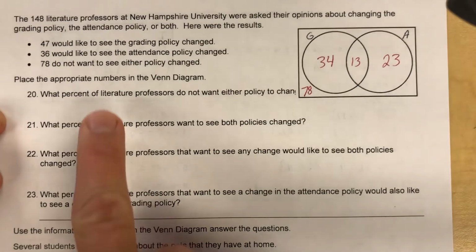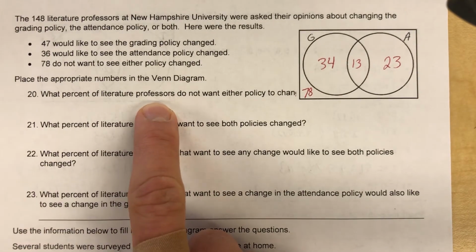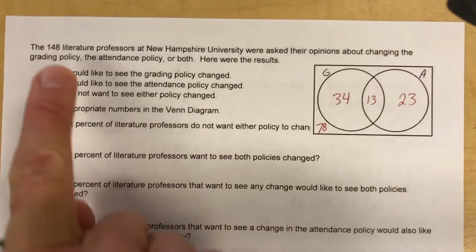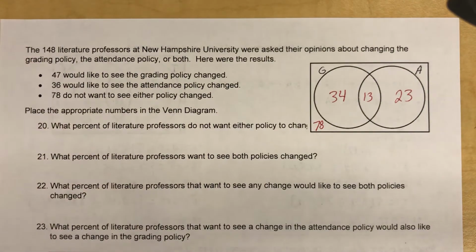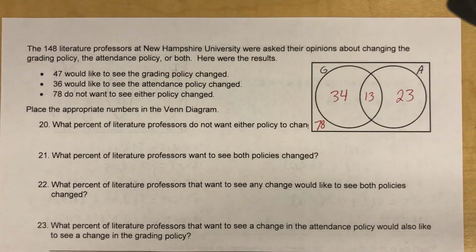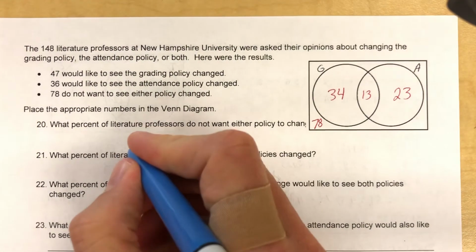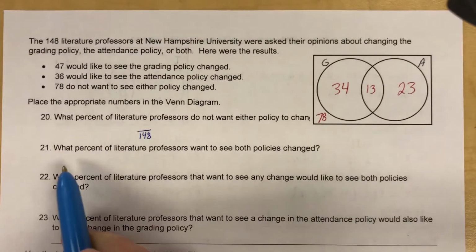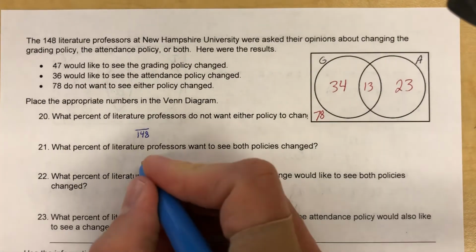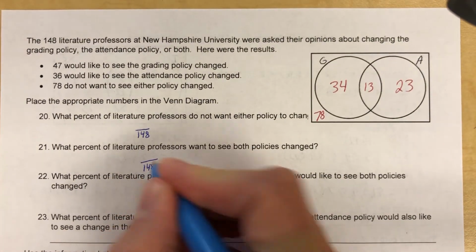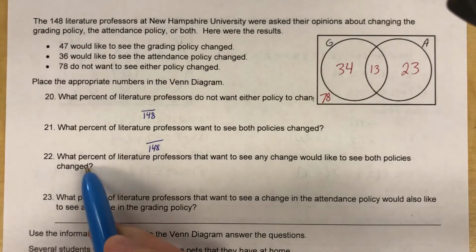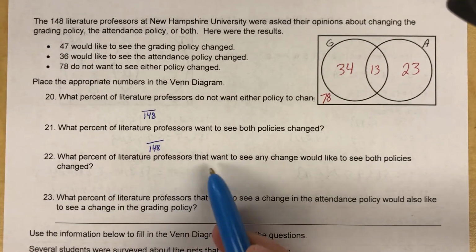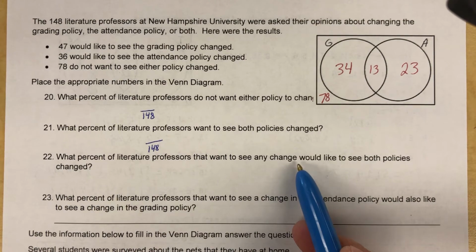What percent of literature professors, okay, just literature professors, and that is 148. That tells me my denominator. Actually, I'm not even going to do the problems yet. I'm going to go through here and just write some denominators. 148. Let's read the next problem. What percent of literature professors? I have 148 literature professors. Next problem. What percent of literature professors that want to see any change?